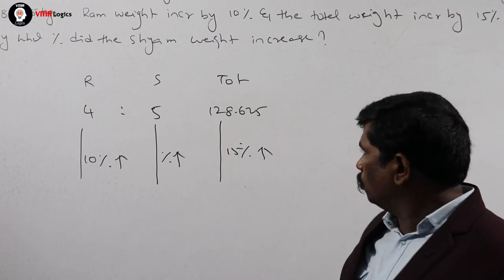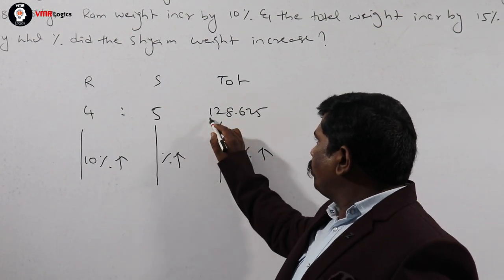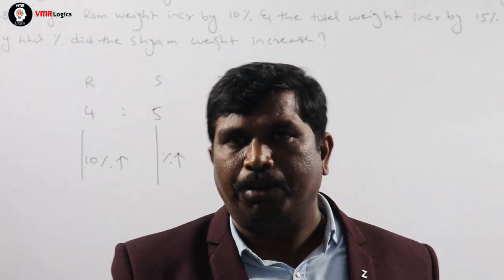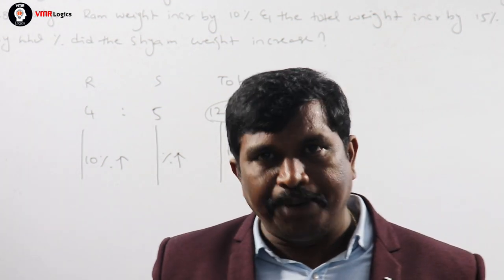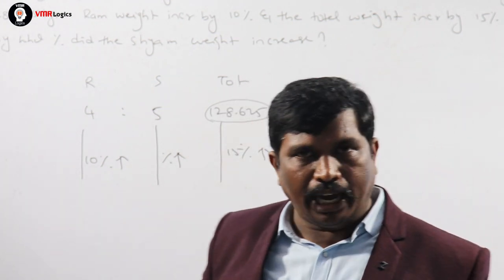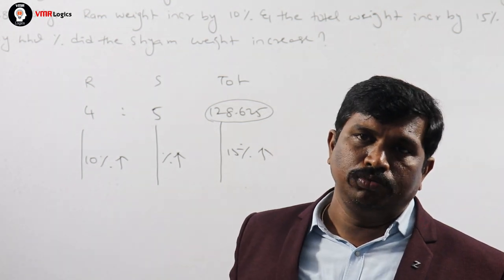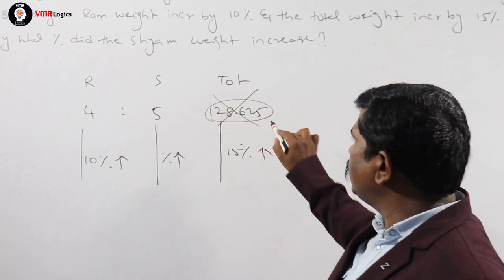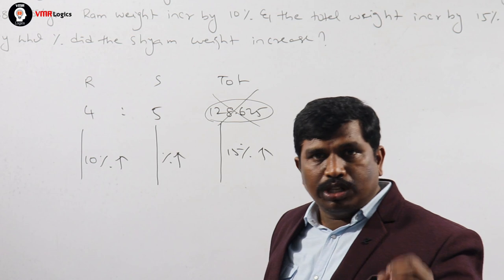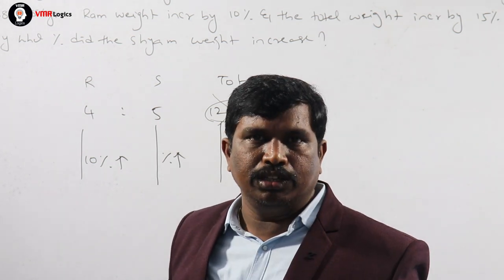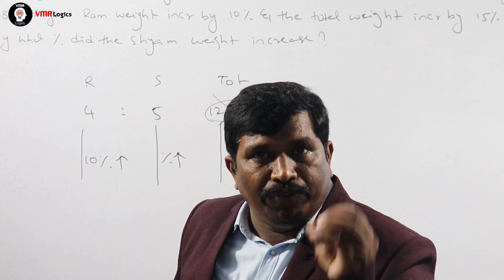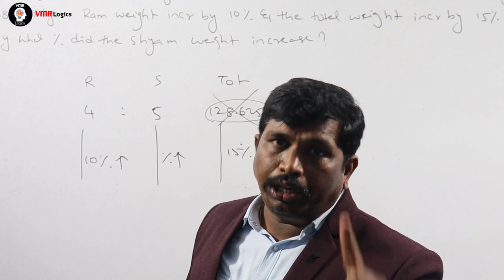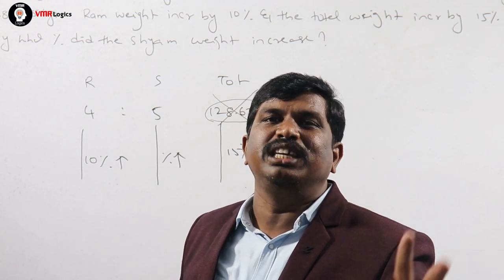Now, if I take 128.625 as the total weight and divide in the ratio 4:5, 4 parts is Ram weight, 5 parts is Shyam weight, and total weight is 9 parts. If I take the value of that, then it is very difficult. So the point, guys: what are the values given in the examination? You just cancel it and take one comfortable value. Whatever you feel comfortable, you take that. Based on the value you take, the problem becomes easier.